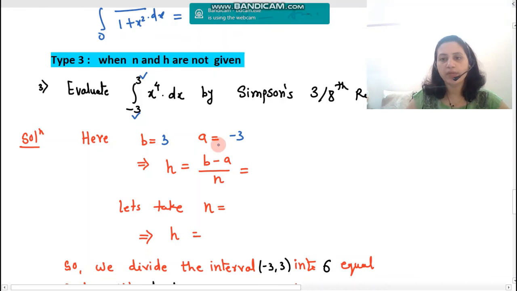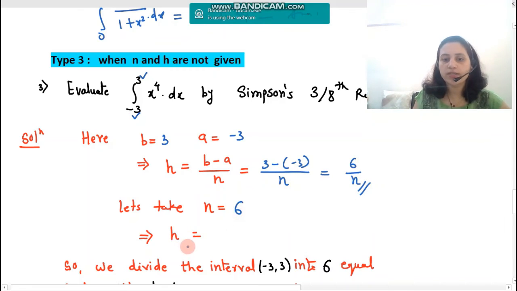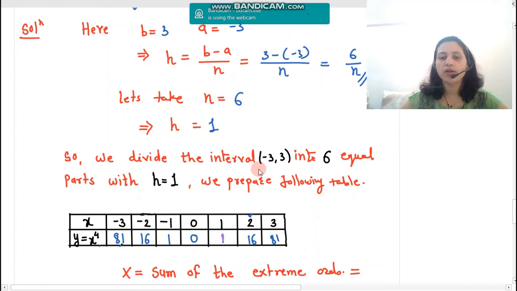Now by using a and b, we can find out h, right? How? Let's see. h is equal to (b minus a) by n. This is the formula to find out h, right? Now substitute b and a here. So 3 minus (minus 3) divided by n, which is equal to 6 by n. Now let's take the value of n which is a multiple of 3. Okay, so let's take n equal to 6, so that we get h equal to 1, right? In this case we can say that we divide the interval minus 3 to 3 into 6 equal parts, right? With the width h equal to 1.